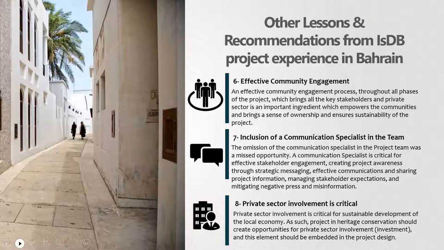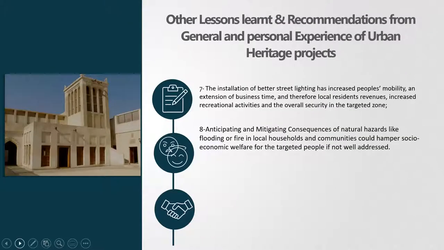Now, a few other lessons learned and recommendations in general. The installation of better street lighting has increased people's mobility and extension of business time, and therefore local residents' revenue increased, as well as recreational activities and the overall security of this area. Anticipating and mitigating the consequences of natural hazards like flooding or fire in local households and communities is needed, as they could hamper socioeconomic welfare for the targeted people if not well addressed.